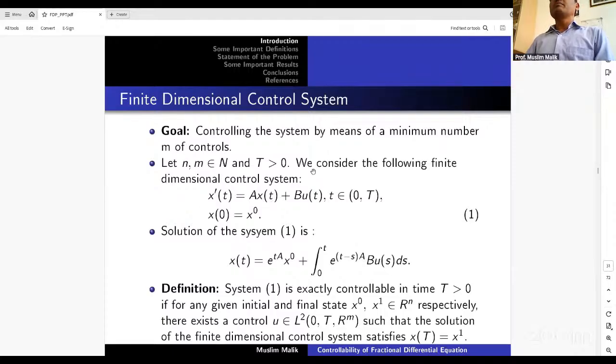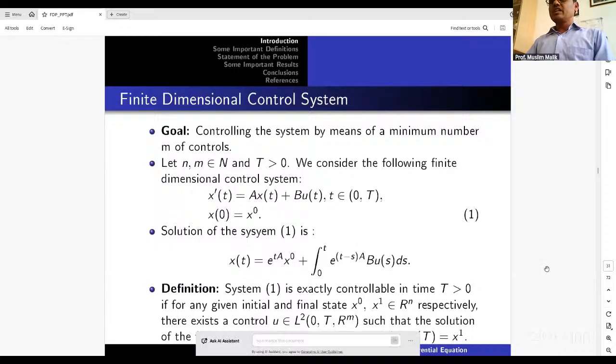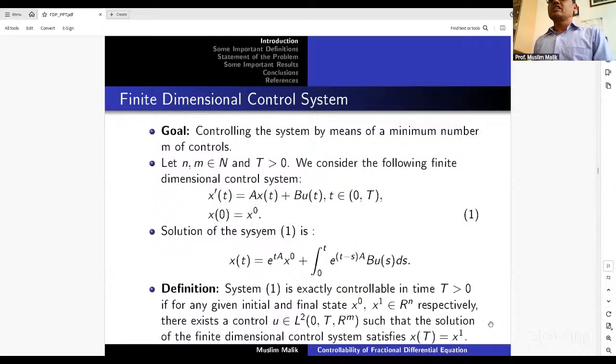Okay, so the solution of this problem one is given by this integral equation. And what is the meaning of exact controllability? System one is exactly controllable in time t greater than 0 if, for any given initial and final states x0, x1 (the final state we call the target), there exists a suitable control u such that the solution of problem one satisfies the target x at total time t equal to x1.